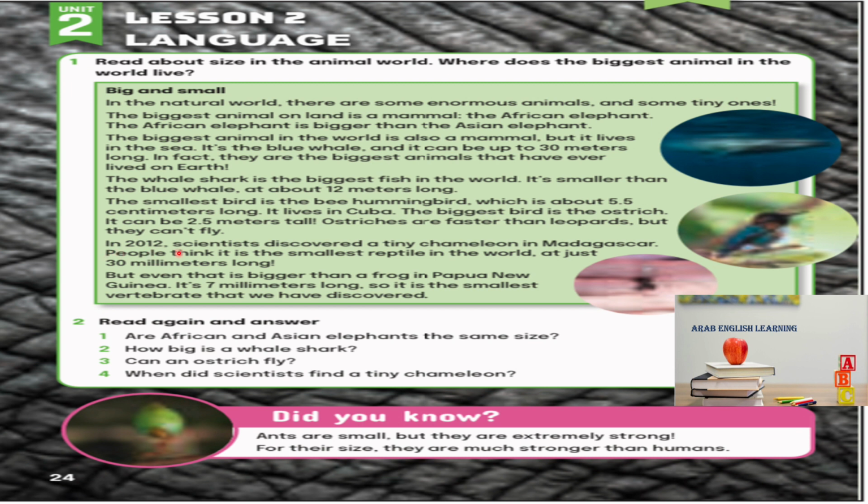In 2012, scientists discovered a tiny chameleon in Madagascar. People think it is the smallest reptile in the world, at just 30 millimeters long. But even that is bigger than a frog in Papua New Guinea. It's 7 millimeters long, so it is the smallest vertebrate that we have discovered. So again, where does the biggest animal in the world live?